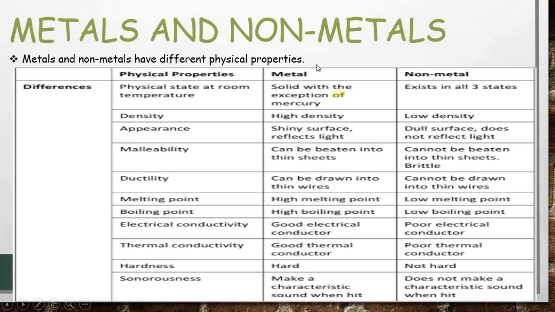How about density? Metal, of course, has high density because of the mass. Non-metal has low density. Appearance: metals normally have a shiny surface that reflects light, while non-metals have a dull surface that does not reflect light. Malleability: metals can be beaten into thin sheets, while non-metals cannot be beaten into thin sheets and normally break easily. Ductility: metals can be drawn into thin wires.